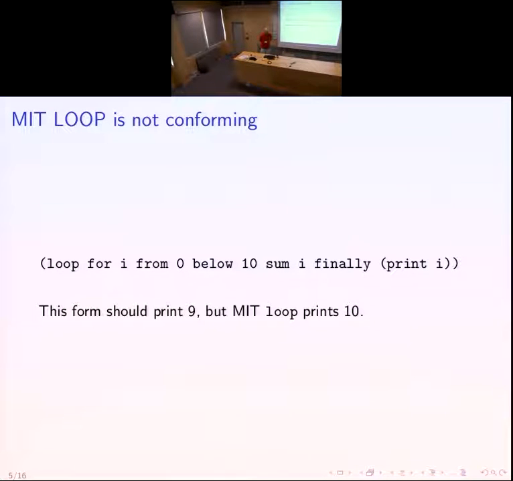In addition to that, there are some other problems with the MIT loop. For instance, it is non-conforming. If you take this code here, it loops for I from 0 below 10, some I finally print I. The Common Lisp standard clearly says that I does not take on the value indicated here. So it should stop at 9. But MIT loop and all the implementations that I've tested that use MIT loop print 10 instead. So that's non-conforming behavior. Now, attempting to fix that in MIT loop would be a major challenge.